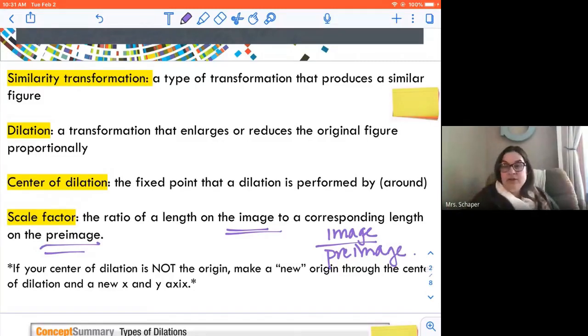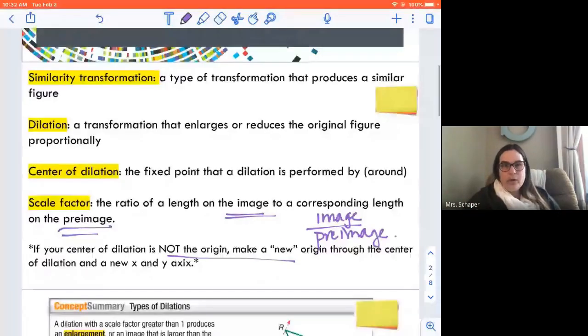Sometimes your center of dilation is going to be the origin, which makes life a whole lot easier than when it's not. If it's not the origin, what you have to do is shift it, okay, to make the new origin through the center of dilation. And we'll talk a little bit about that too, okay? So make sure you get this vocab down.